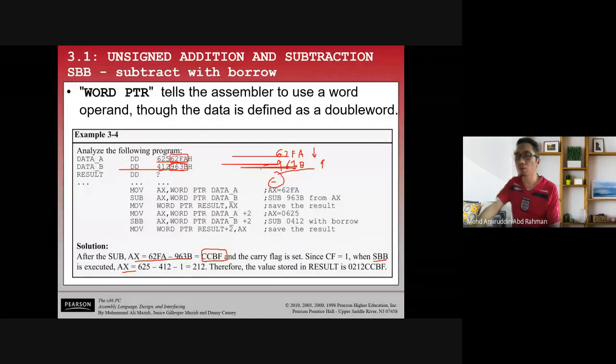subtraction. So for 6, what is the number? It will be 0, 1, 1, 0. And then we have 0, we have 0 and 0, 1, 0. And then we have F, F we have 1, 1, 1, 1. And A is 10, so 1, 0, 1, 0.